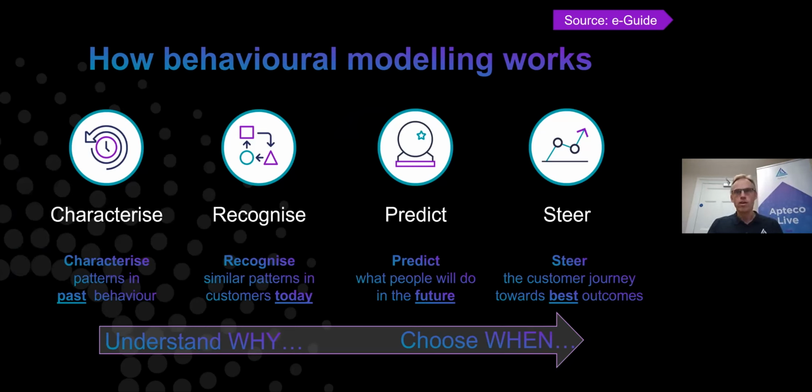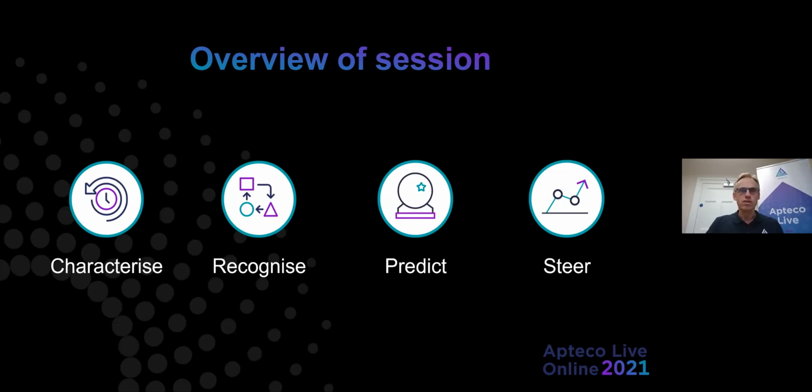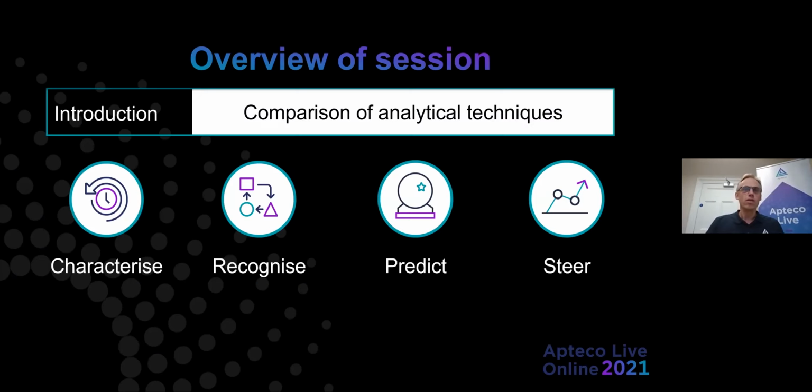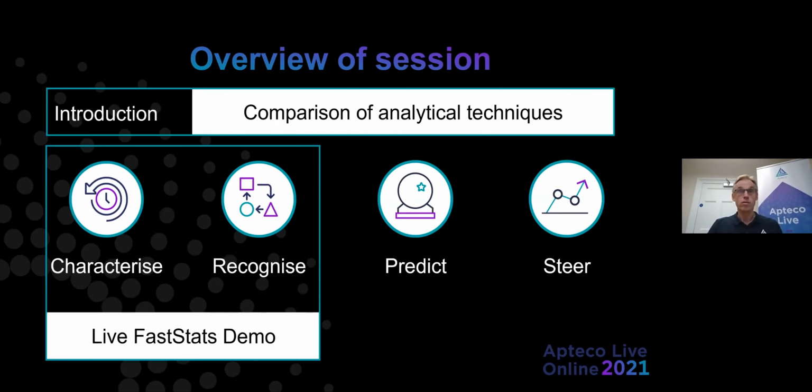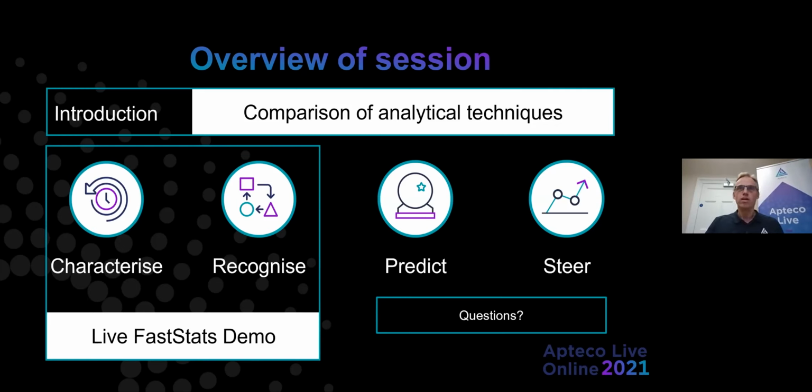This slide I also stole from a new e-guide on behavioural modelling, which you can download from the Apteco portal. And this is going to form the basis of today's session. I'm going to start with an introduction comparing various analytical techniques. We'll also have a live FastStats demo of the main sections. And if you have any questions, please use the chat, which Ian is monitoring. If you can direct them to him, he will see and maybe answer some during the session, or if there's time, I'll do that at the end. The session is also being recorded and will be available online with the other conference resources via the Apteco portal.